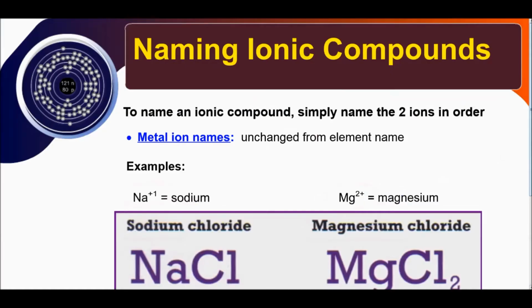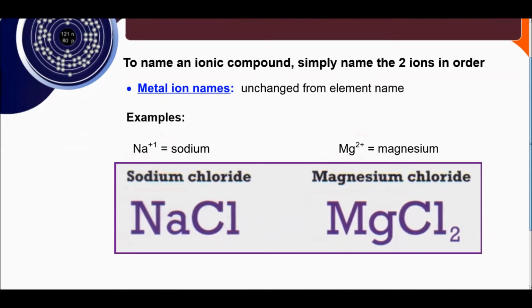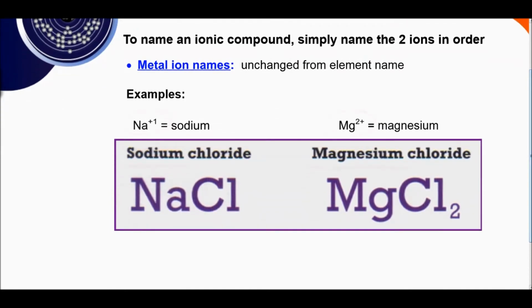When naming ionic compounds, you simply name your 2 ions in the order listed. So the metal is listed first, and the metal's name is unchanged. In the example sodium chloride, NaCl, sodium's name is unchanged. In the example magnesium chloride, magnesium's name is unchanged.